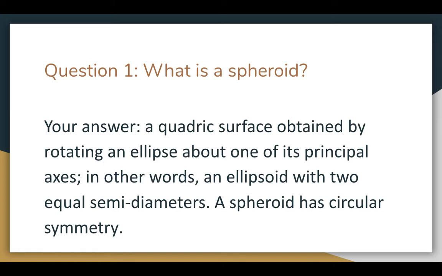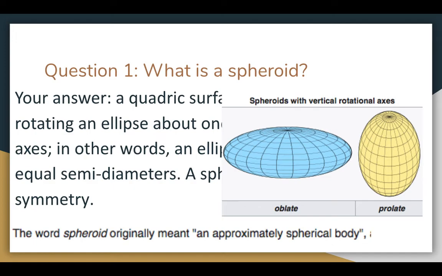And for this question, the answer comes straight up from the Wikipedia, but if you kept on reading, in paragraph number 4, I guess, on the introduction, it says the word spheroid originally meant approximately spherical body. That's something that everybody can understand. So spheroid is basically just a sphere, but not quite.